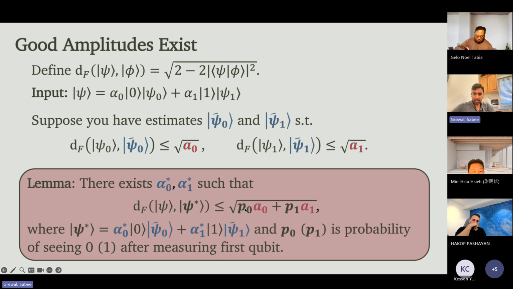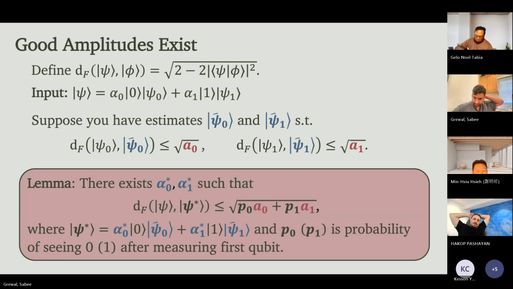It depends on P0 A0 plus P1 A1, where A0 and A1 are the accuracy achieved by our estimates of psi0 and psi1, and P0 and P1 are the probabilities of observing 0 and 1 respectively on this first qubit.